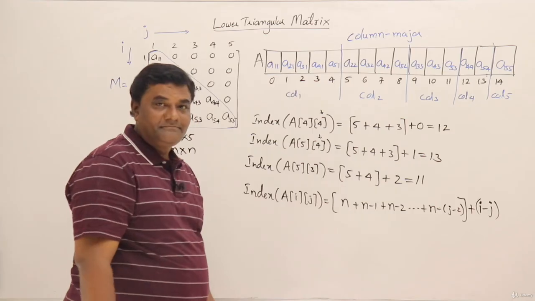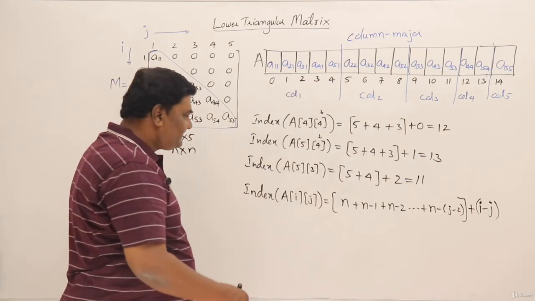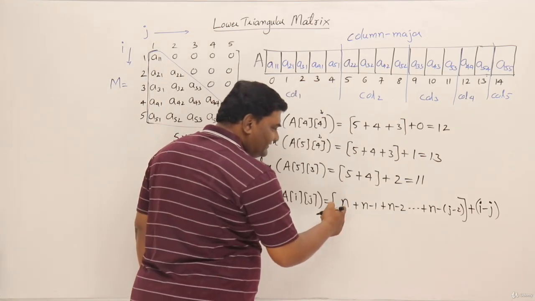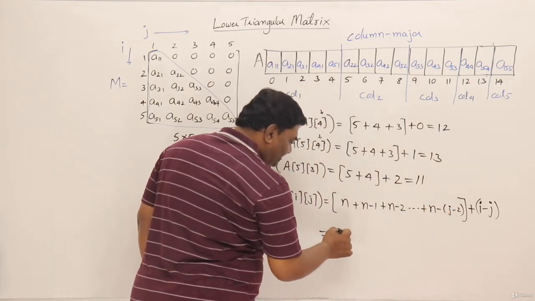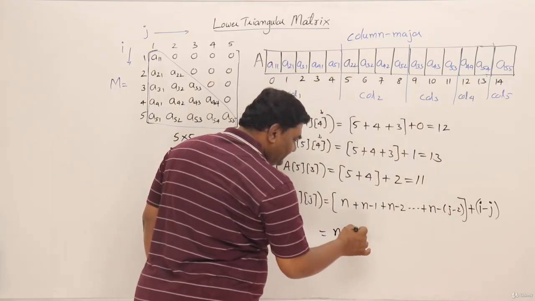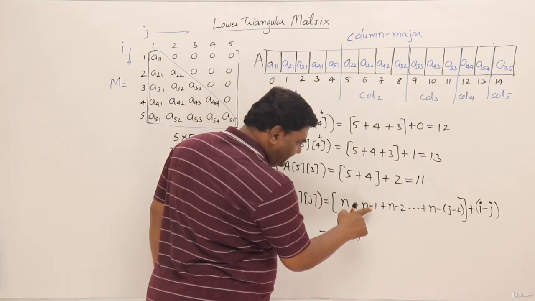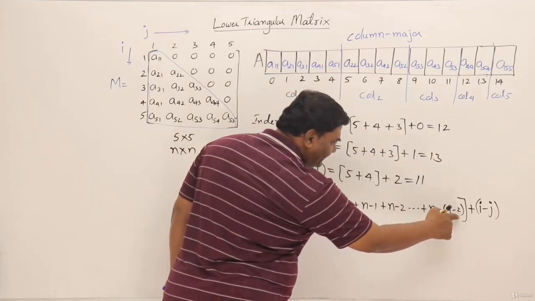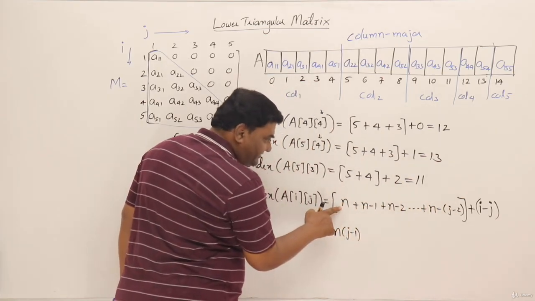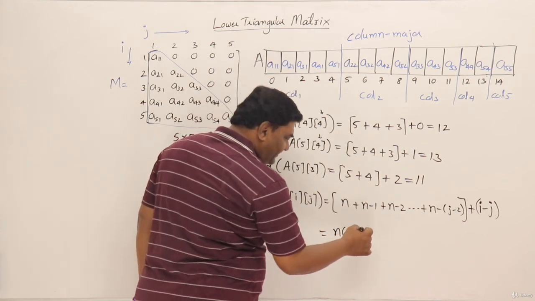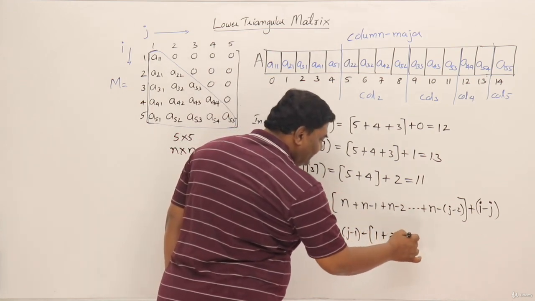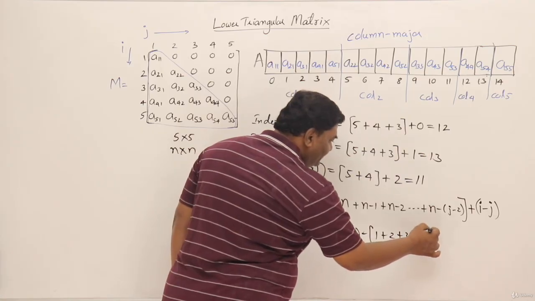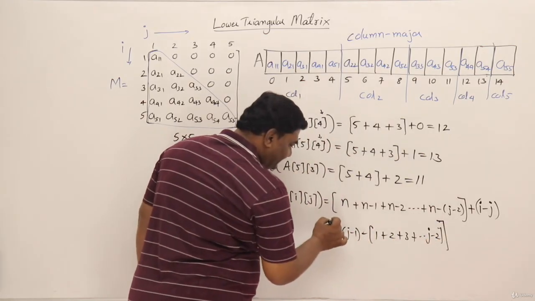This is the formula. I can simplify this one and say that this n is j minus 1 times. So n into j minus 1. From here, if you count, it is 1, 2, 3 up to j minus 2 times. Then this 1 is extra. So j minus 1 times n. Then this minus 1 and 2 and 3 goes on to j minus 2. So this is inside the bracket.